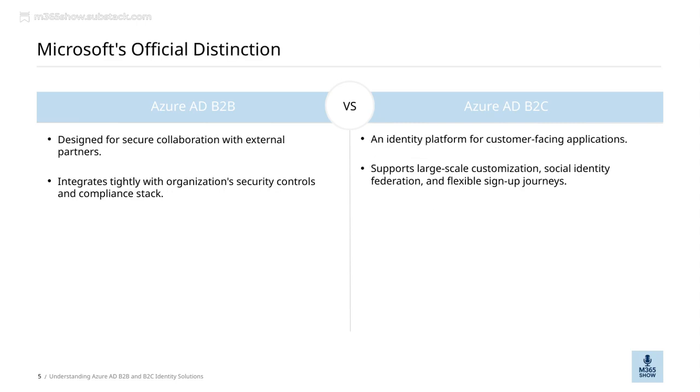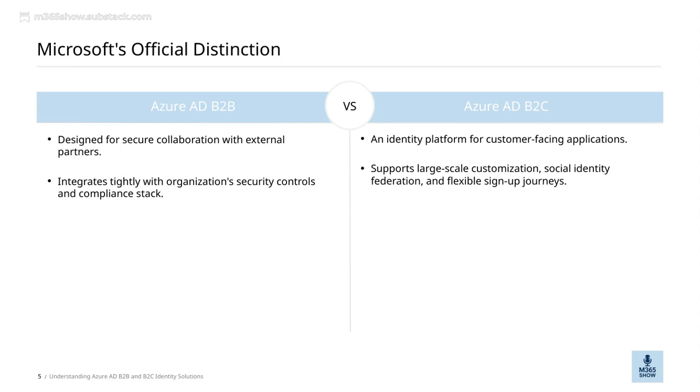Let's take a closer look at Microsoft's official distinction between Azure AD B2B and B2C. Essentially, these are two powerful identity solutions designed for different scenarios. Azure AD B2C is an identity platform tailored for customer-facing applications. It supports large-scale customization, so you can create a branded experience that feels seamless to your users. It also enables social identity federation, meaning users can sign in using their existing social media accounts like Facebook or Google. Plus, it offers flexible sign-up journeys, allowing you to customize how users register and sign in.